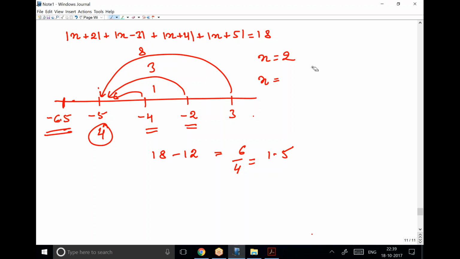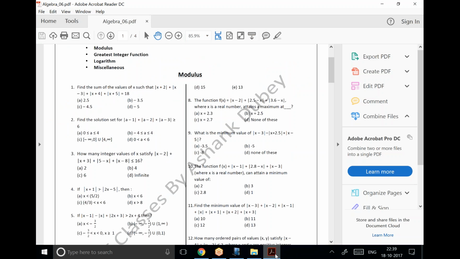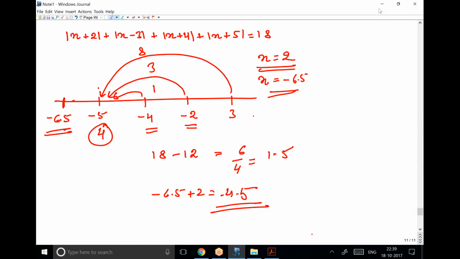So there are two values possible: one is 2, the other is minus 6.5. So the right answer for the given question has to be minus 6.5 plus 2, which is equal to minus 4.5. So the right answer for this question is option C, not option D. Right? So C is the right answer for this question.